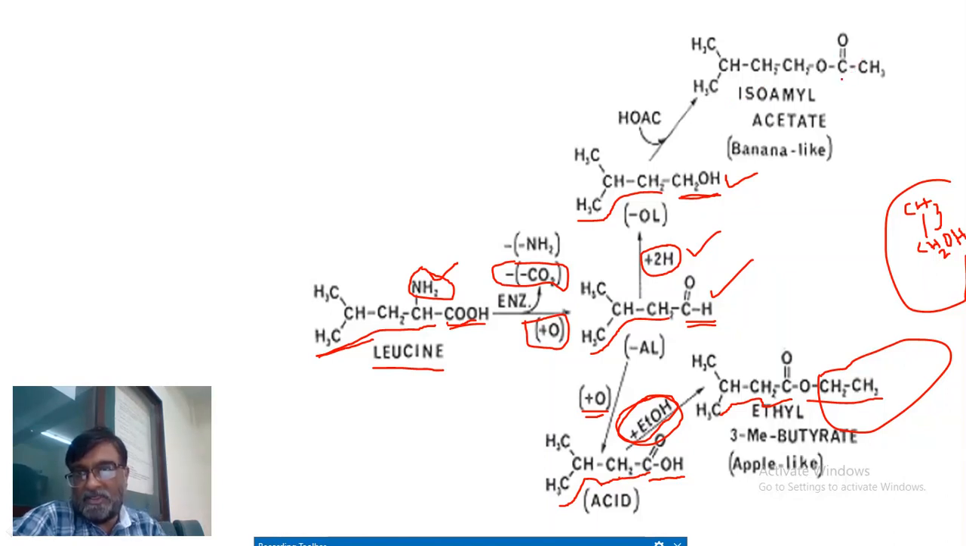This is the addition of the acetate, CH3, C double bond O, and this will be the same structure. You can see here the branching. This is the same structure as this one. So this is the mechanism for the formation of apple-like flavor and banana-like flavor.